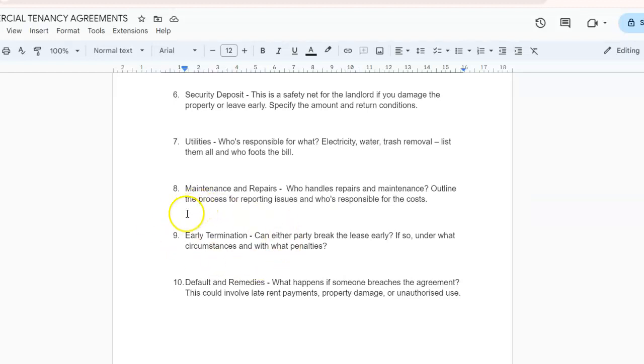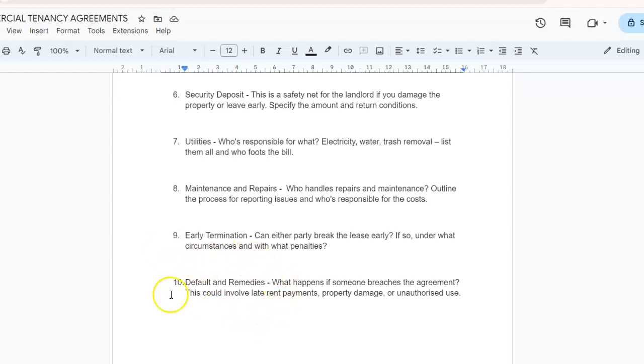Number nine, it should also contain a segment for early termination. In this segment, you need to include a break clause. Can either party terminate the lease early, and if so, under what circumstances? Specify any penalties or fees associated with early termination, and in terms of notice period, you need to define the required notice period for early termination by either party.